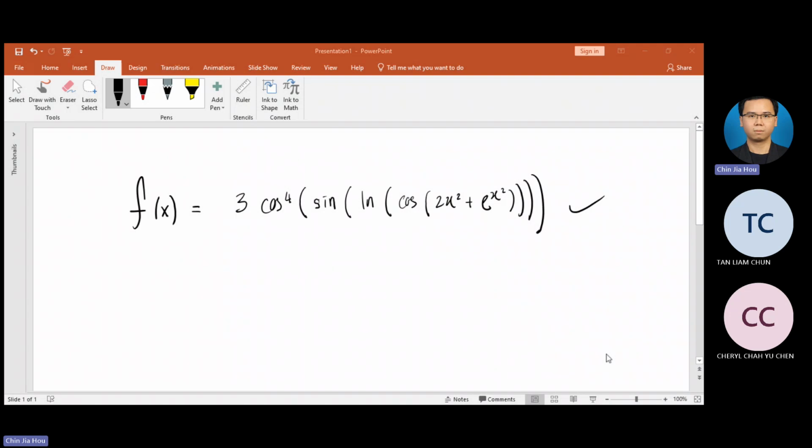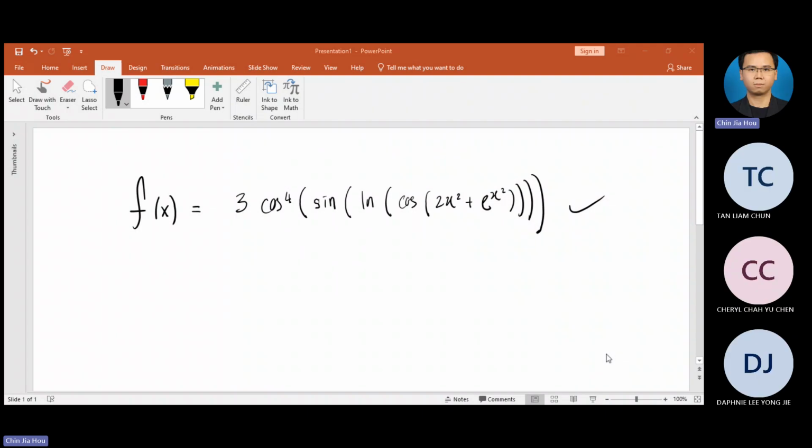Let's move one layer inward. Now we want to deal with the sine. We differentiate the sine, what do we get? We get cosine, and whatever is inside there, you write it. Then move one layer in. Now deal with the log. How do you differentiate log, like log 2x? You put the 2x in the denominator, and in the numerator you put the derivative of 2x.